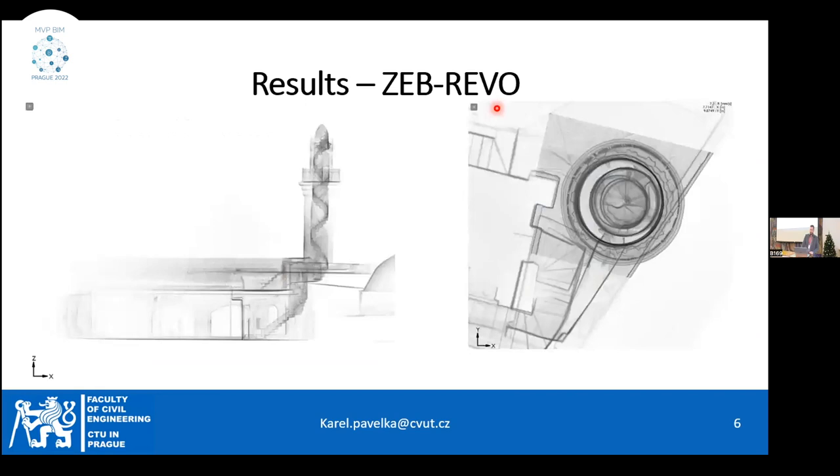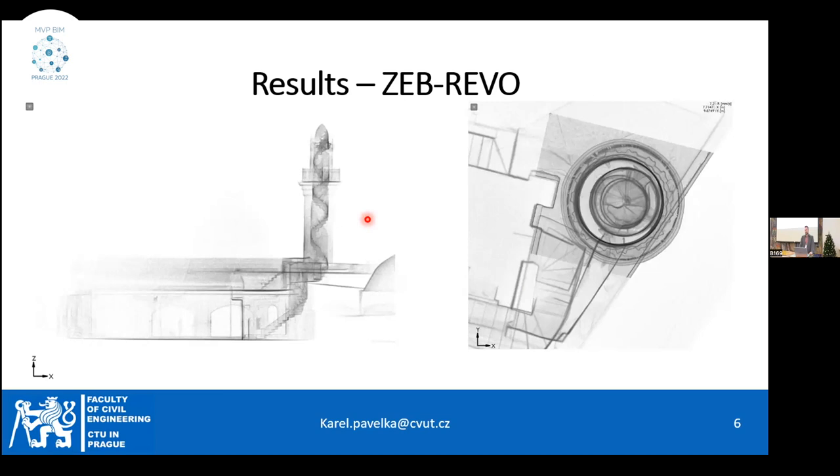These are the basic results from the ZEB Revo, from the SLAM technology. It looks like X-ray photos, and it works really well: you can see a little bit from outside and also from the inside. So you can see how the stairs go upstairs, and you can see the deformation also. The ZEB Revo has 1 to 3 centimeters precision at 10 meters. So it's not good for statues and other things that need more precision, but it's enough for buildings, and it's really fast. You can just walk through, and you get really nice results.